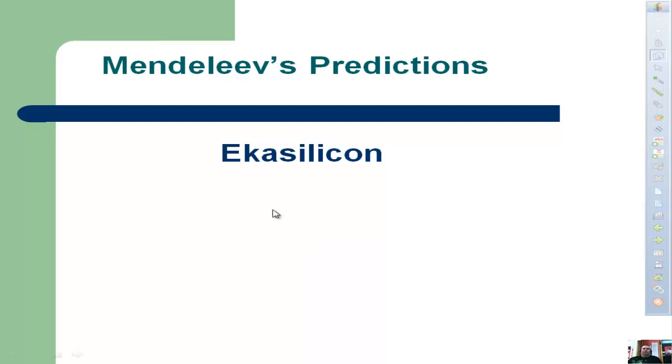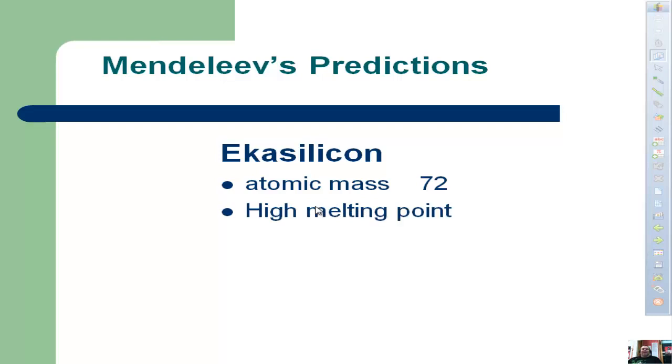Well, that's what he did. For example, the first element that he did was ecosilicon. Eka just means coming after in Latin. So what he said was, there is an element that is going to be below silicon, and we're going to call it ecosilicon. Now, he didn't just say that it's going to be an unknown element. He went through and he made predictions about it. He said it's going to have an atomic mass of about 72. He said it's going to have a high melting point.